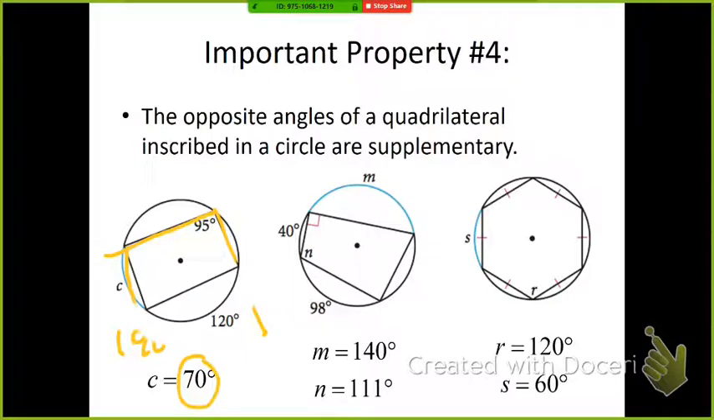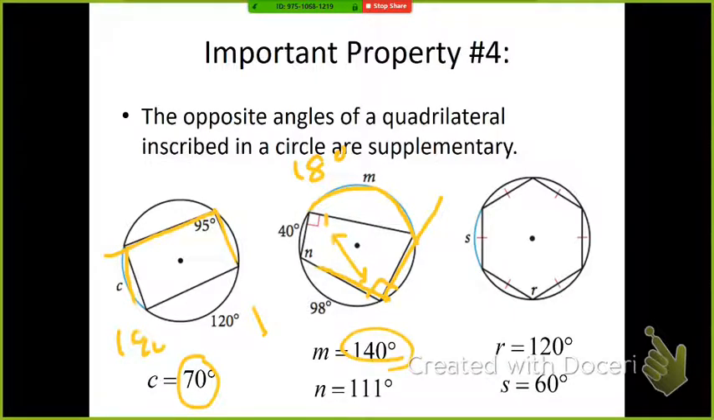For M, all right, we know that this angle right here is 90, so that means that this angle also has to be 90 because opposite angles in a cyclic quadrilateral are going to be supplementary. So this inscribed angle is 90, which makes this arc that it subtends 180 degrees. All right, when we subtract 40 off of that, we're left with angle M, which has to be 140.